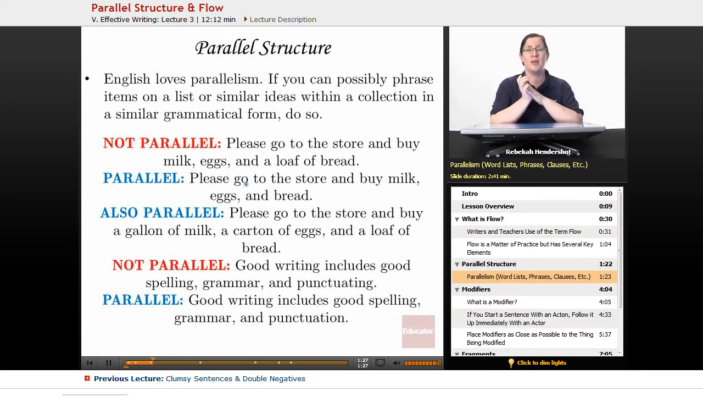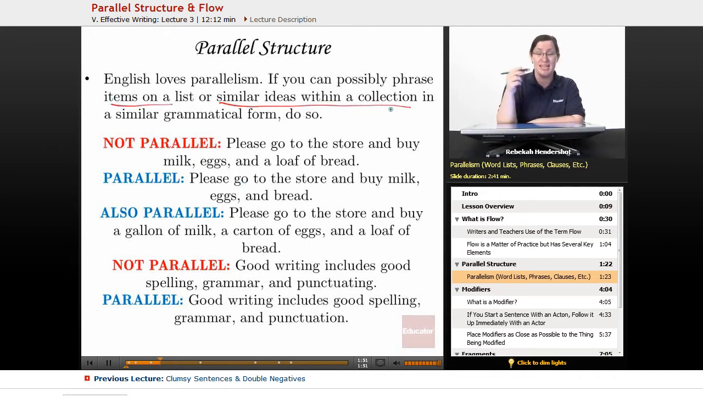English loves parallelism because we have such a large vocabulary in this language, such a large lexicon, and so many different ways to say things. We like it, perversely, when things line up and they're kind of similar and the same. It helps us remember what's been said. So, we love sentences with parallel structure. If you can possibly phrase items on a list or similar ideas within a collection in a similar grammatical form, do so. Basically, the idea is if you've got a whole bunch of things that are all in a category together, try to say them in approximately the same way.